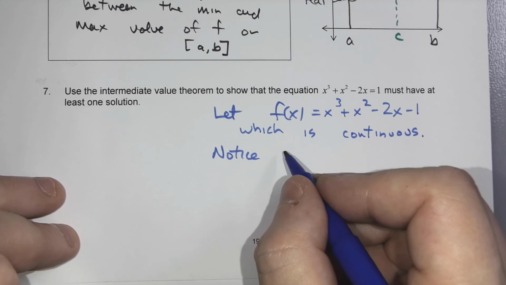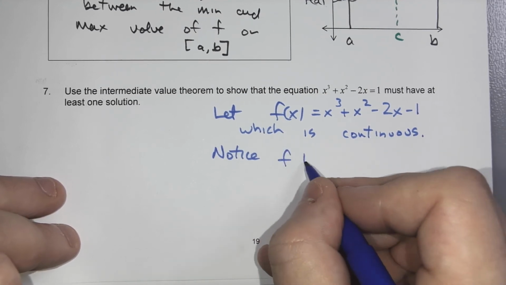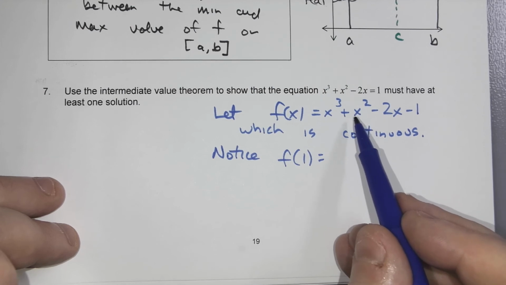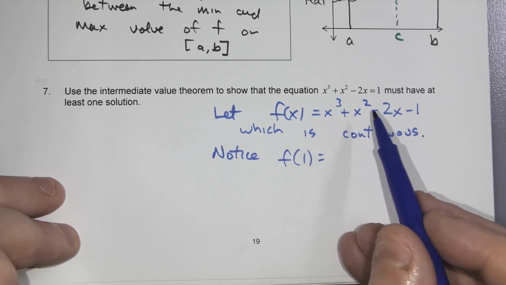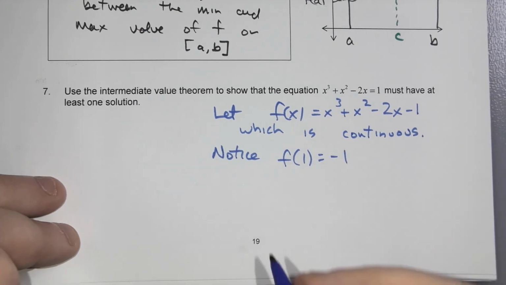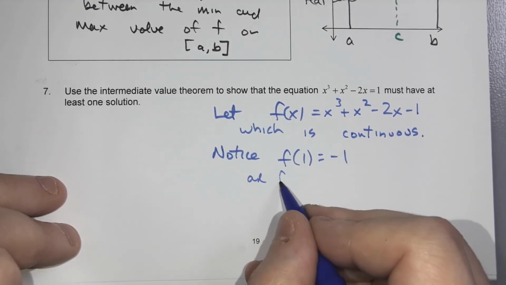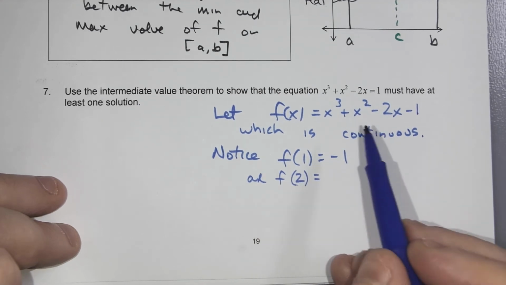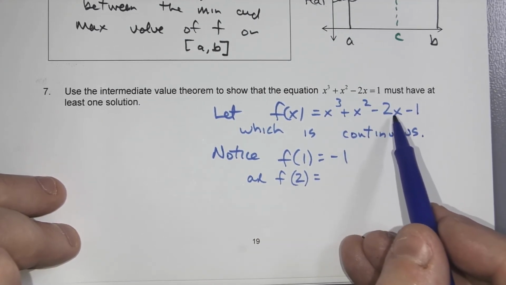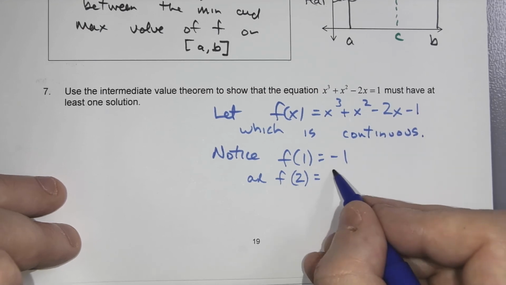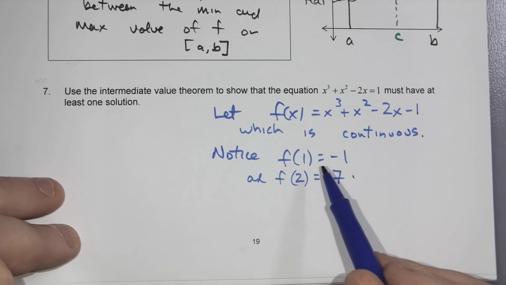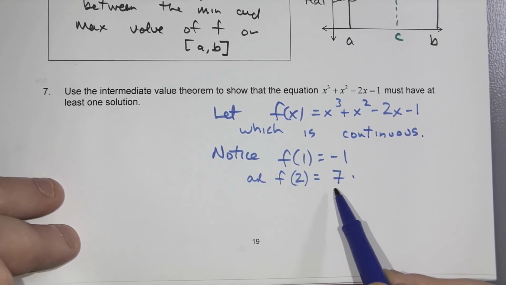Notice, what is f of 1? 1 cubed is 1, 1 squared is 1, 1 plus 1 is 2, and 2 minus 2 is 0, minus 1. So f of 1 is negative 1. And what is f of 2? 2 cubed is 8, plus 4 is 12, minus 4 brings us back down to 8, and minus 1 is 7. So f of 1 is negative 1, and f of 2 is 7.